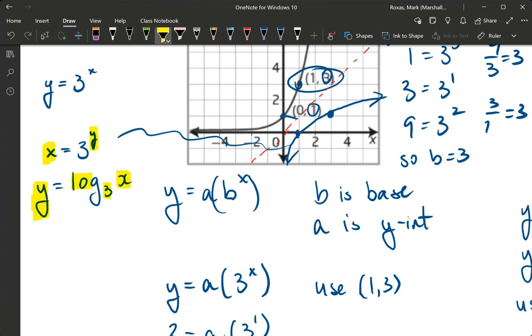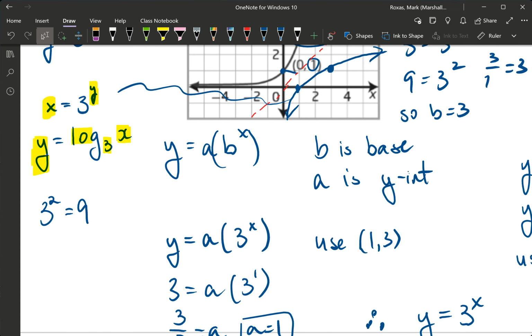Let's use a concrete example. 3 to the power of 2 is 9, or I can express this using logarithms as log base 3 of 9 equals 2. So the answer that I evaluate here is the exponent. What exponent do I need to apply to this base 3 so that I can get the logarithm argument 9?